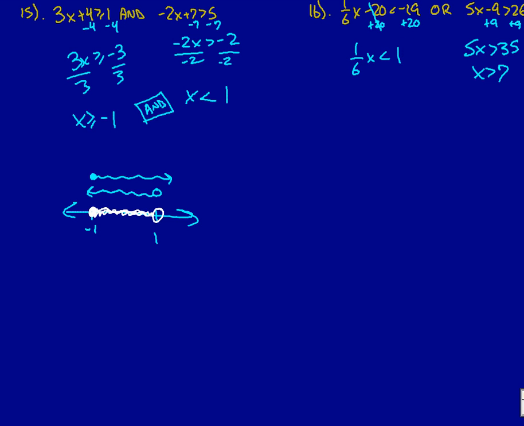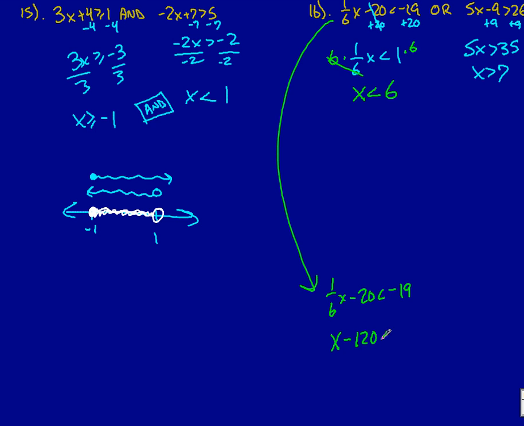And then I would have to multiply both sides by 6 to get rid of that fraction, which would leave x is less than 6. If I went straight from the beginning, so this is 1/6x minus 20 is less than negative 19, I could have multiplied everything by 6 right away. That would have given me x minus 120 is less than negative 114. I could then add 120 to both sides and get x is less than positive 6, the exact same way.